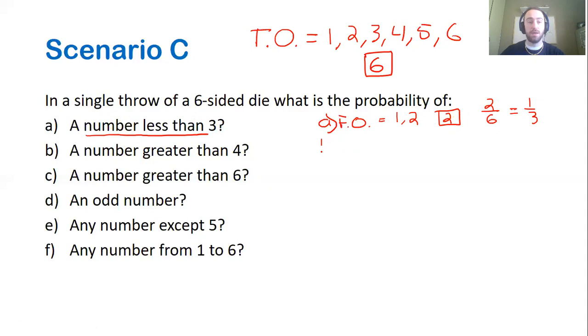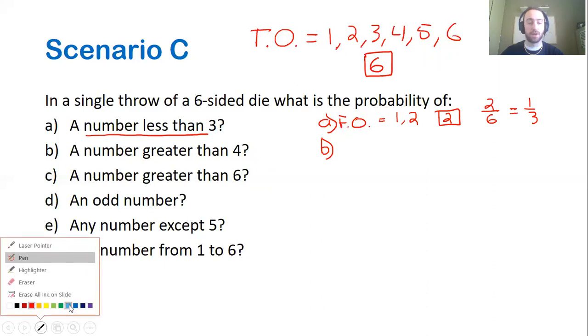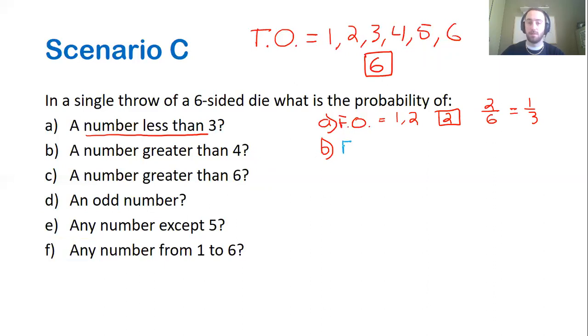B is asking for a number greater than 4. Again, we want to determine our favorable outcomes. Our total outcomes remain the same, 6, because we're still throwing the six-sided die. Our favorable outcomes, a number greater than 4, are only 5 or 6. Again, there are only 2 favorable outcomes, giving us a probability of 2 over 6, or 1 over 3.